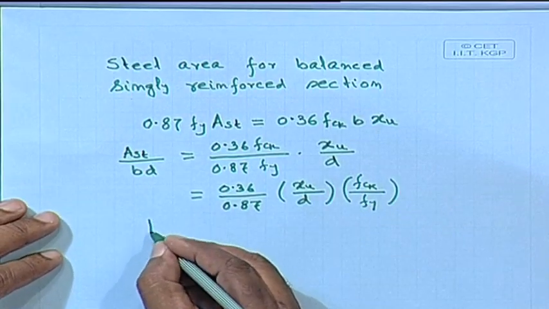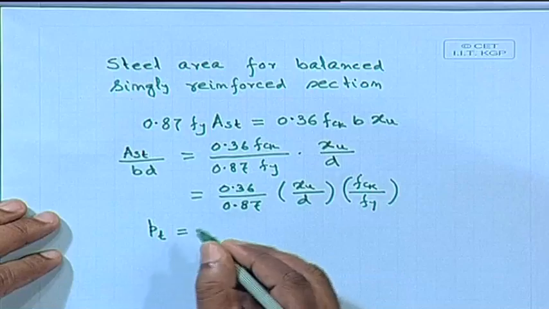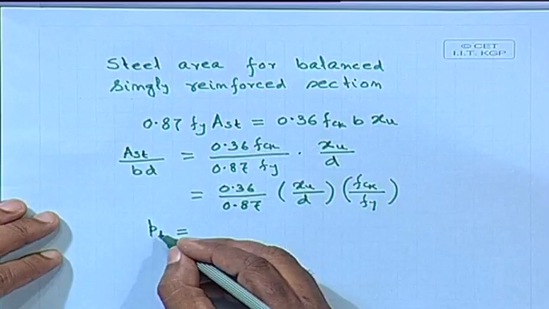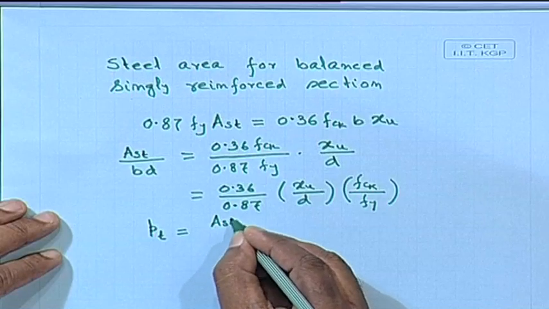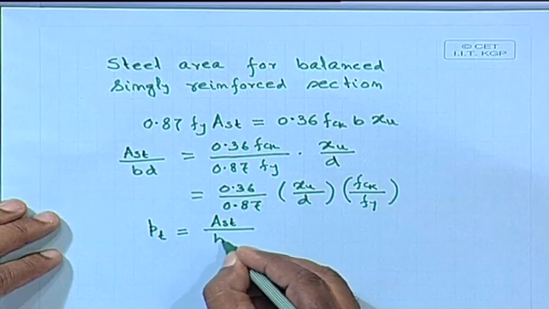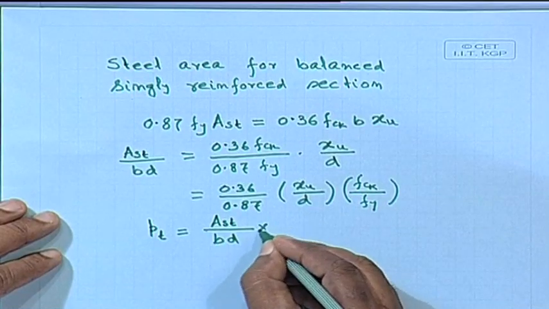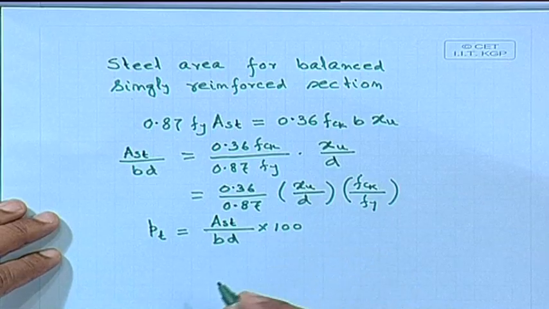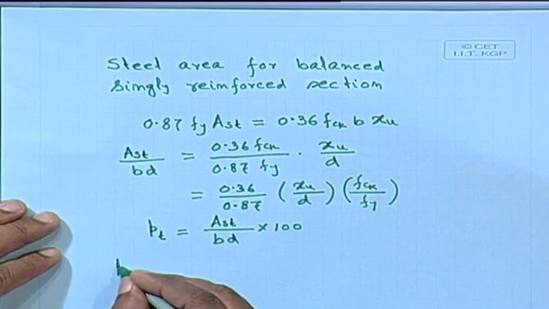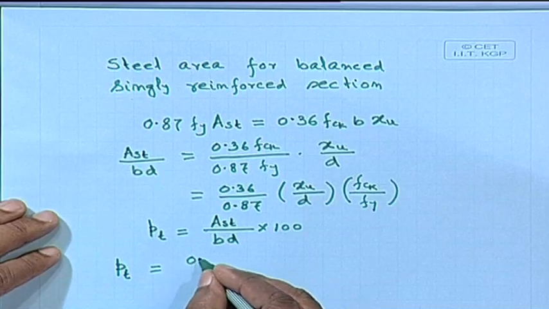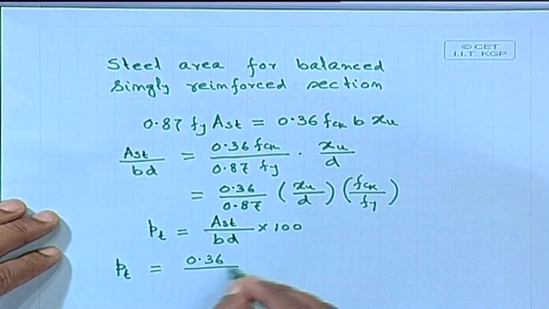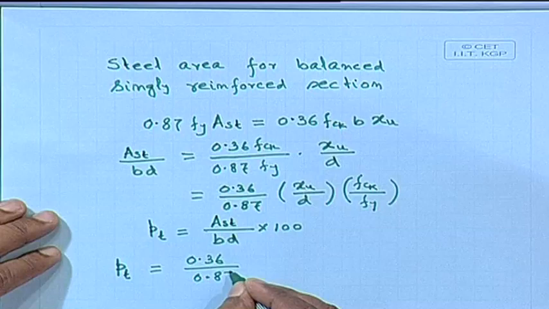Let us say pt equal to percentage of steel in tensile zone, pt equal to Ast by bd multiplied by 100. We can write pt will be equal to 0.36 by 0.87.